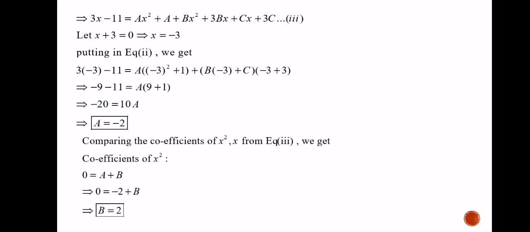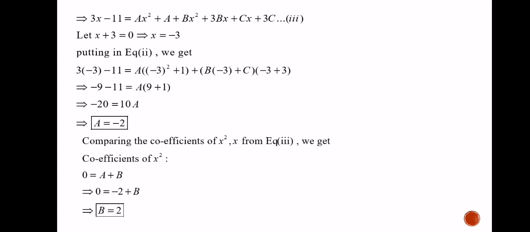First we start with the comparison of the coefficients of the highest power of x, that is x square. From equation number 3, after comparison we get 0 is equal to a plus b. Since on the left hand side we do not have any term containing x square, in its place we write 0. Putting a is equal to minus 2, we get the value of b to be 2. So b is equal to 2. We now have the values of a and b. We still have c to be determined.